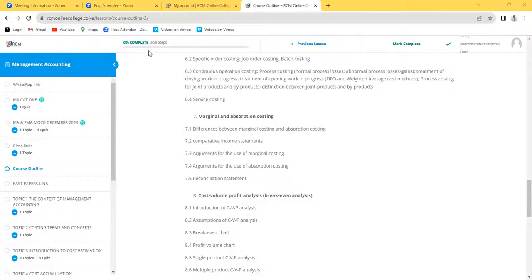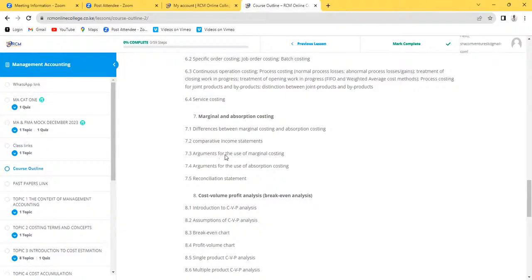But if you go to April 2023, you'll find that the examiner is telling you to give 4 disadvantages or arguments against marginal costing. When you come to your course outline, it is not there. We only have arguments for the use, or the benefits of using marginal costing. But now if you get to the question, they are telling you to give the disadvantages, limitations, or arguments against the use of marginal costing.